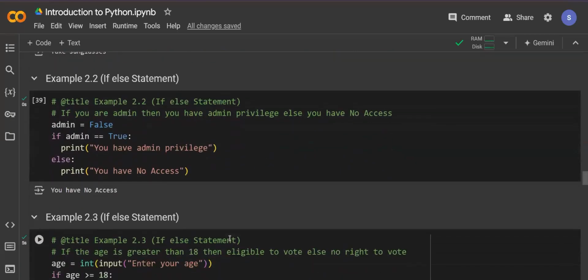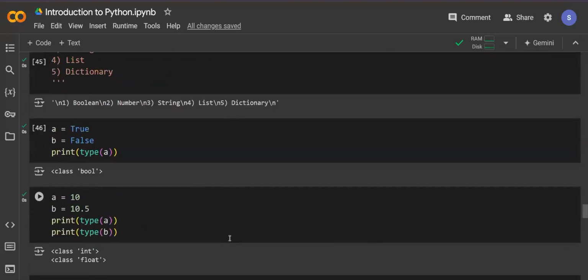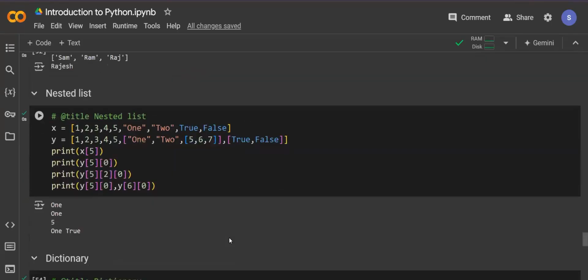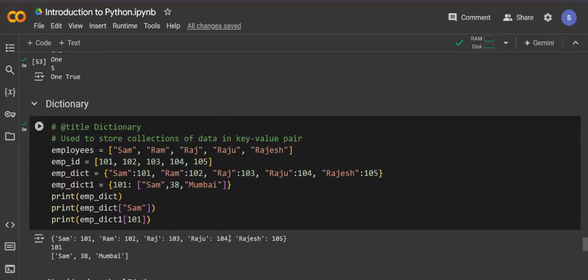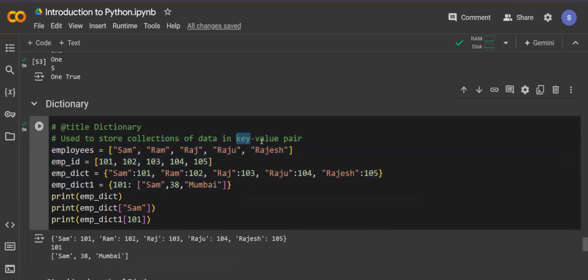Now, let's quickly move on to today's session. We have a couple of problems that we have to solve, and mainly we have learned what is a dictionary, right? Dictionary is nothing but key value pair. So this is a key, this is a key and this is a value, correct? So Sam has 101 as the value. So this is nothing but a key value pair, and it is written with the help of curly brackets.